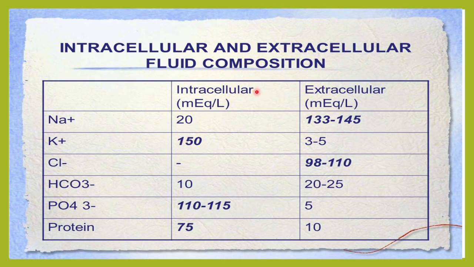So if you see an intracellular fluid and an extracellular fluid, I told you that potassium will be found more in the intracellular, less in the extracellular. Phosphates will be found more in the intracellular, less in the extracellular. Proteins are found more inside the cell compared to less outside the cell. Similarly, sodium, chloride, all these are found more in the extracellular fluid, and they are placed in such a way so that they will help to maintain the balance.